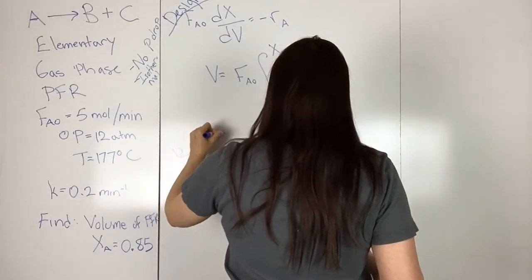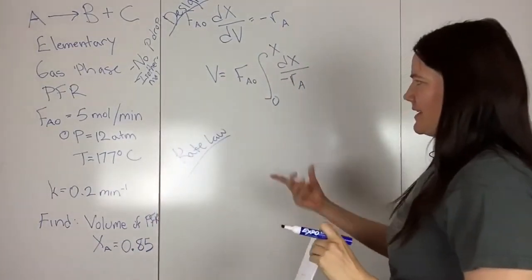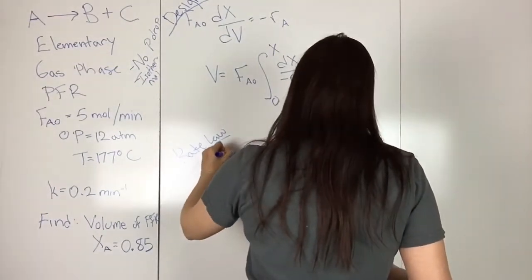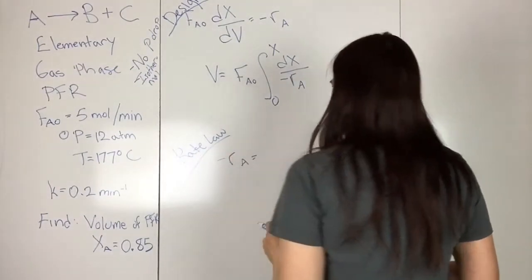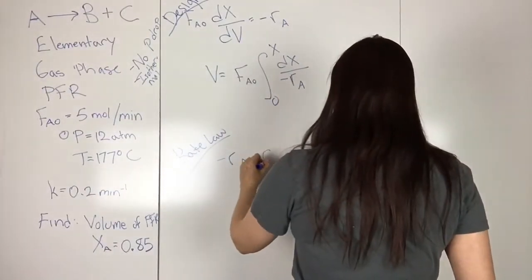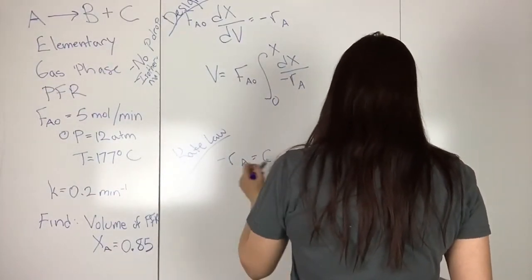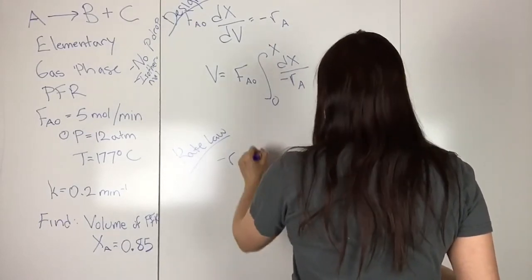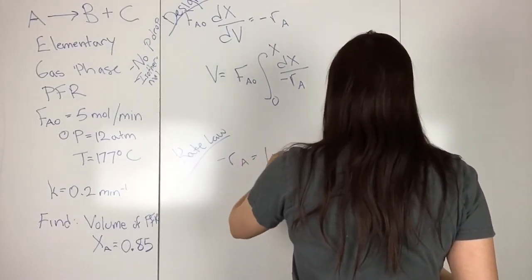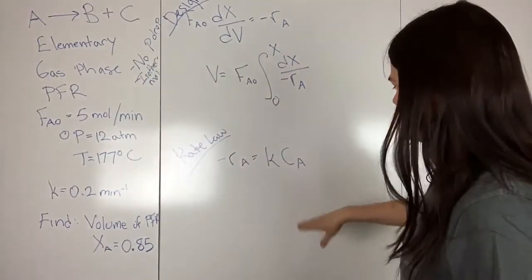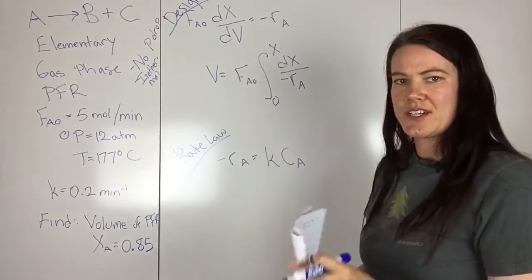And then we need the rate law. For the rate law, it tells us this is elementary. So we know that minus rA, and since it's elementary, is k CA, the rate constant multiplied by the concentration of A.